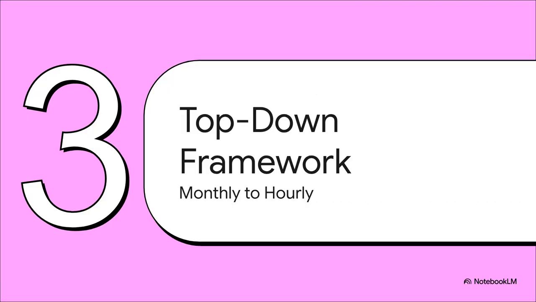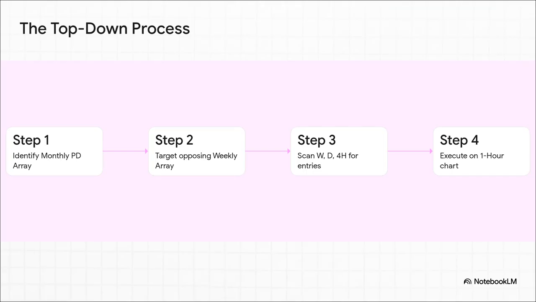Okay, so we have our map, but how do we actually use it? Well, this is where the top-down framework comes into play. We're going to start with the big picture and then drill all the way down to find our specific trade. The process is really systematic. First, you look at the monthly chart and find a key level that price is reacting to. Is it at a premium or a discount? This gives you your long-term bias.